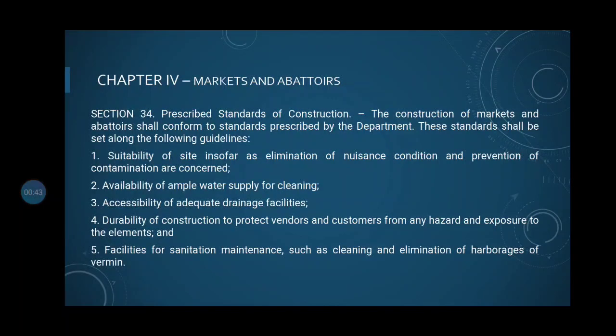1. Suitability of site insofar as elimination of nuisance condition and prevention of contamination are concerned. 2. Availability of ample water supply for cleaning. 3. Accessibility of adequate drainage facilities. 4. Durability of construction to protect vendors and customers from any hazard and exposure to the elements. And 5. Facility for sanitation maintenance, such as cleaning and elimination of harborages of vermin.